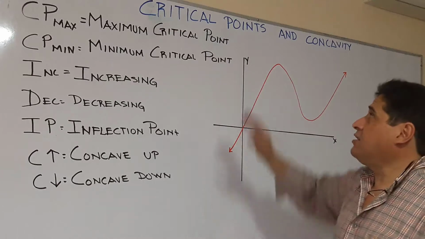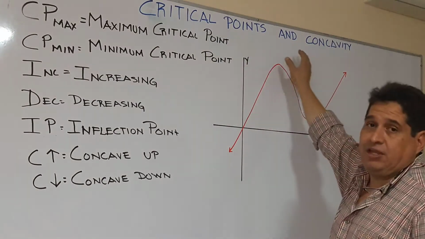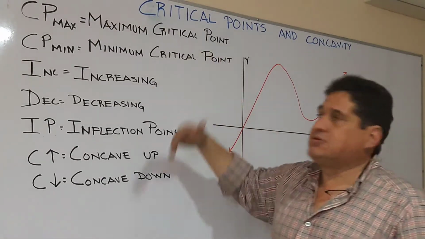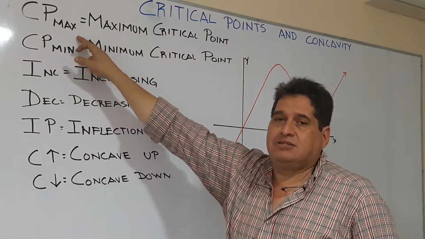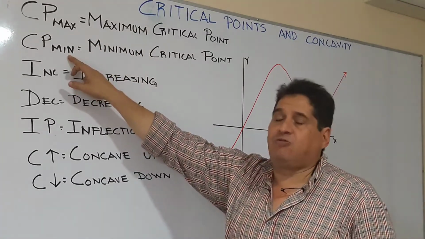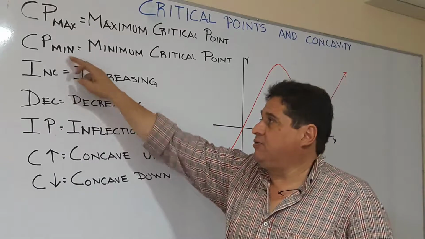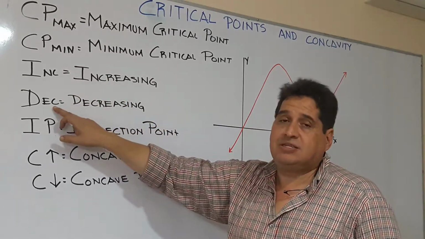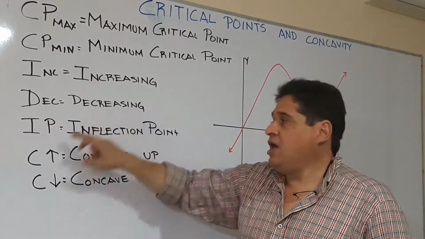So we're going to be looking at critical points and concavity. Okay, from this moment on, we're going to be talking about these different terms. CP max stands for maximal critical point. CP min stands for minimum critical point. INC stands for increasing. DEC stands for decreasing.